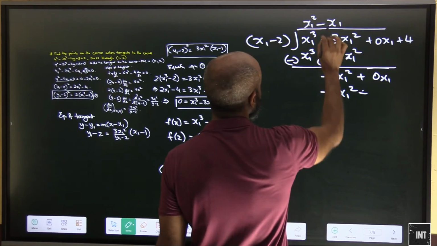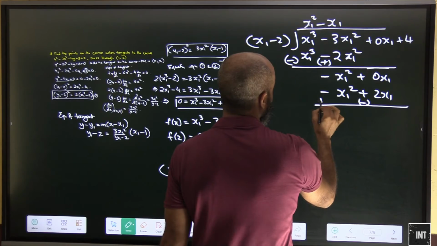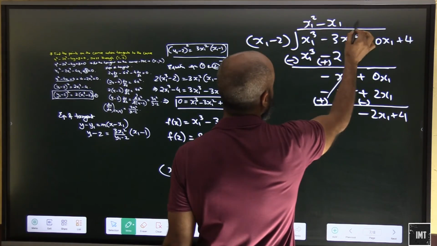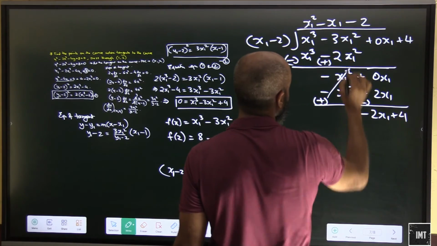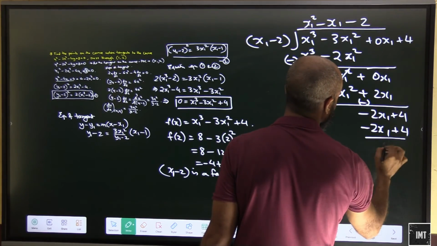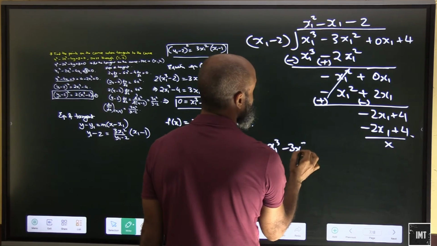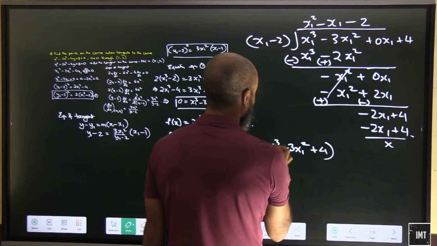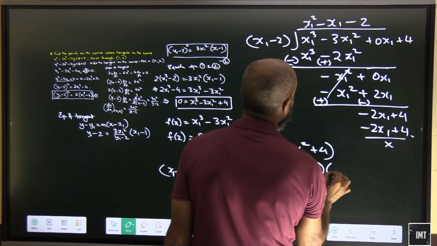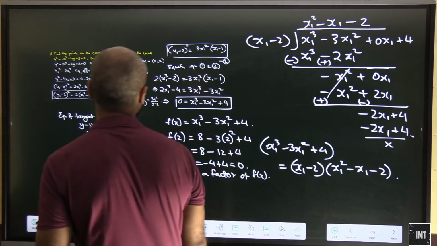So this will be plus 2x, minus 2x + 4, so this will be -2x, -2x + 4, so this gets cancelled. So here x^3 - 3x^2 + 4 is equal to (x - 2)(x^2 - x - 2). Okay, that will be how it is.